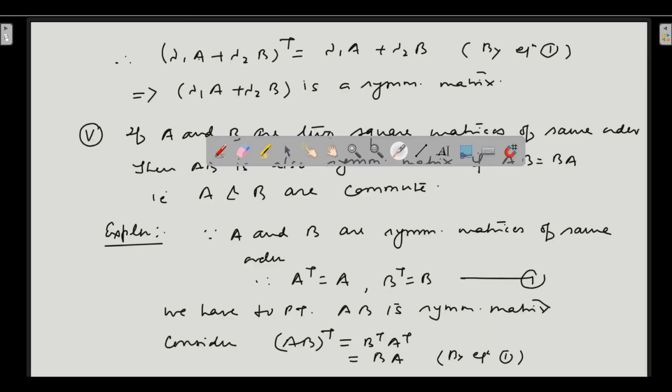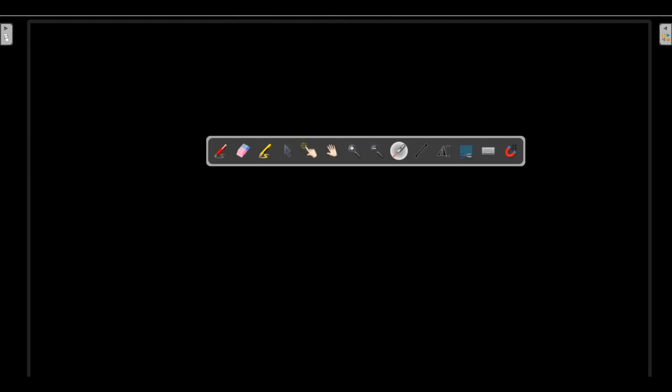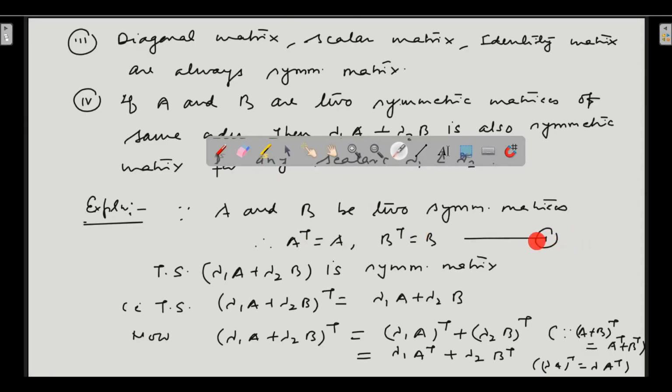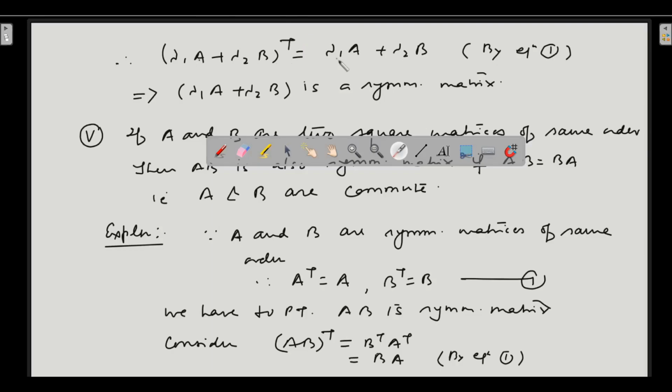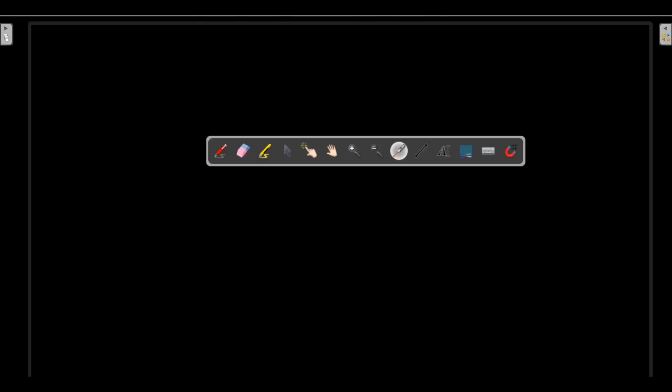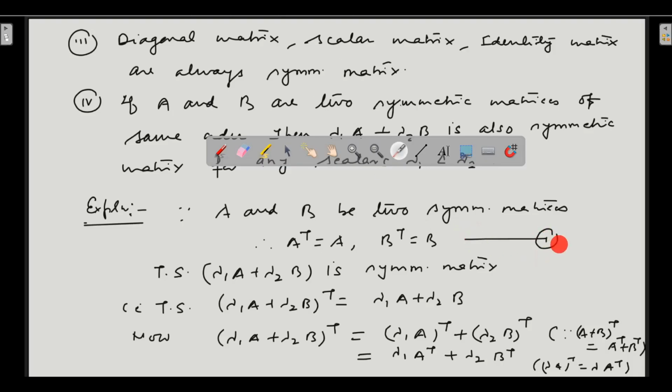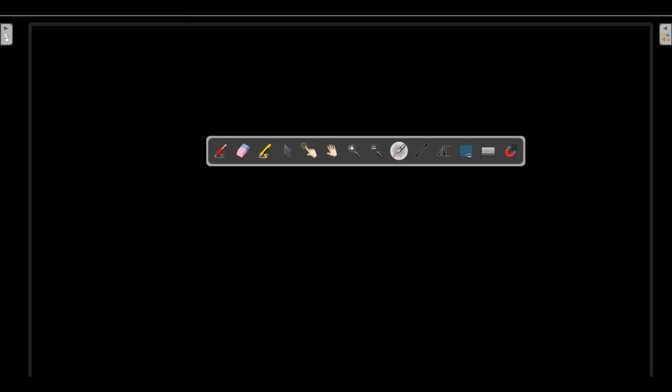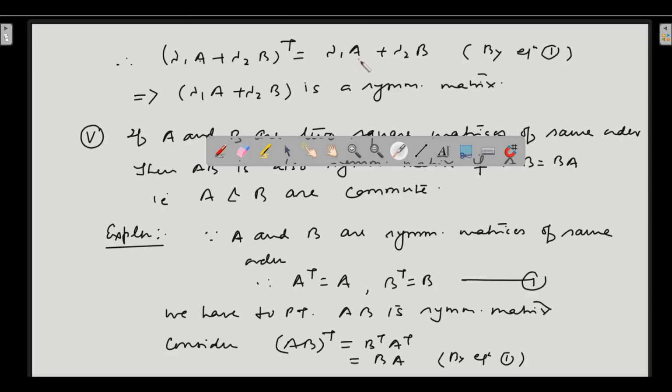Now what to do? Now you already know from this equation 1 that this A transpose is equal to A itself because it is symmetric, and this B transpose is equal to this B itself because it is symmetric. So just substitute in the place of A transpose you will substitute A, in the place of B transpose you will substitute B. So by equation 1, by this particular equation, you showed this. A transpose was A, so you replaced it with A, and B transpose was B, so you replaced it with B.